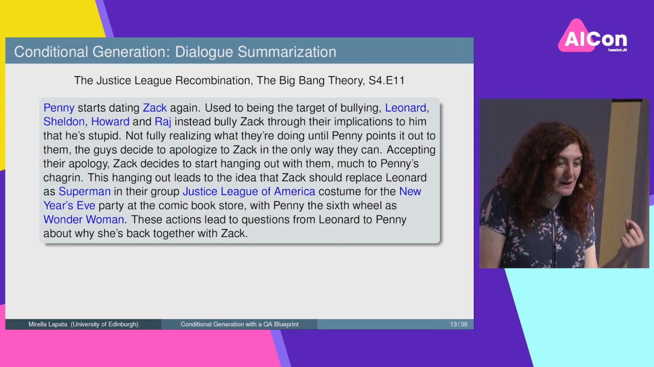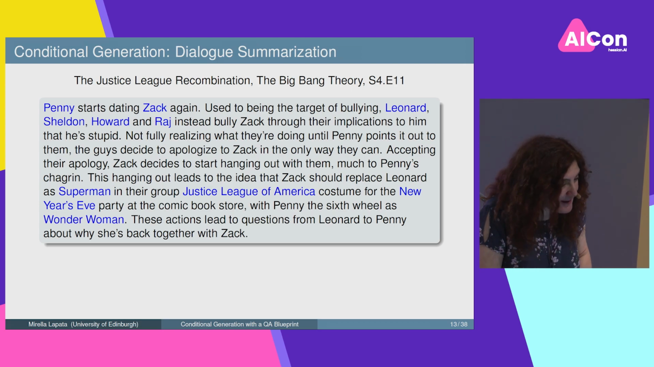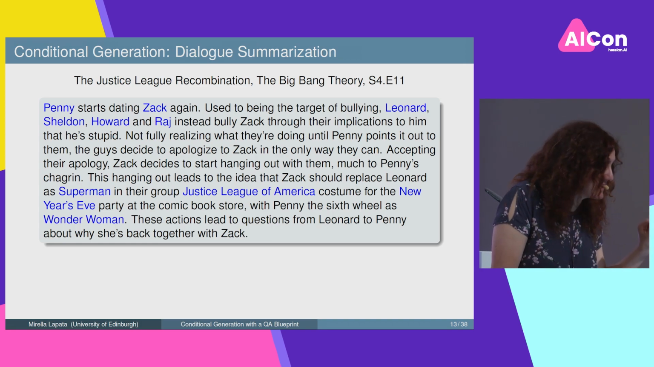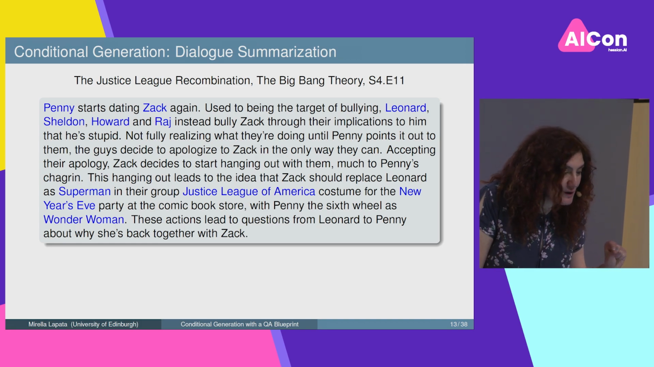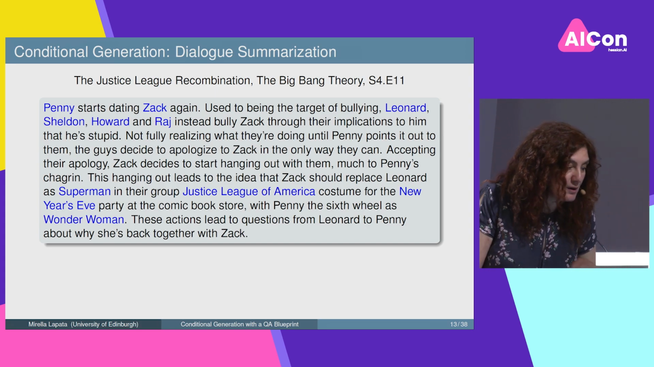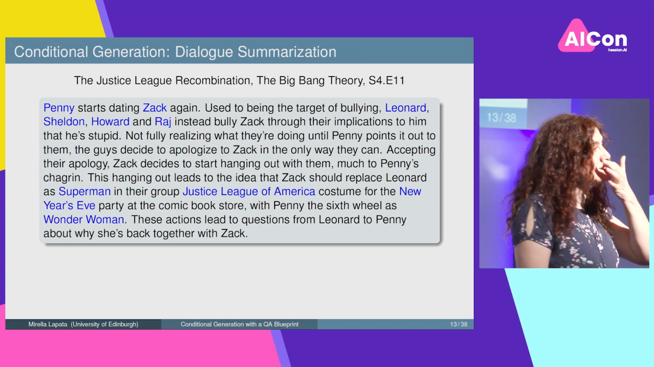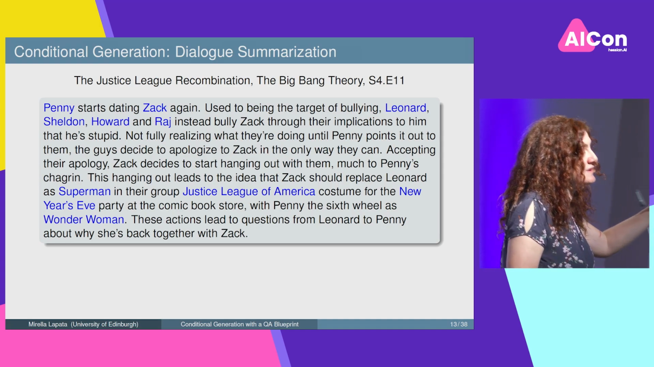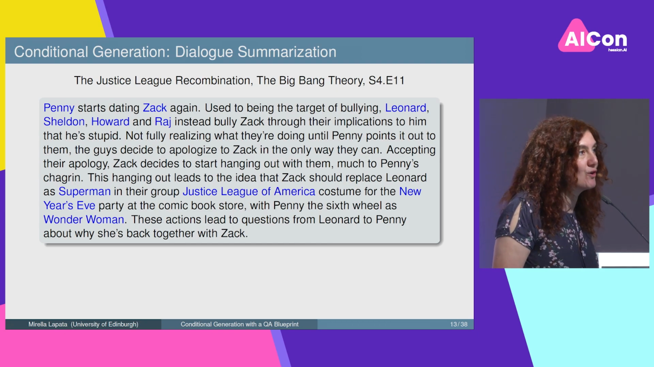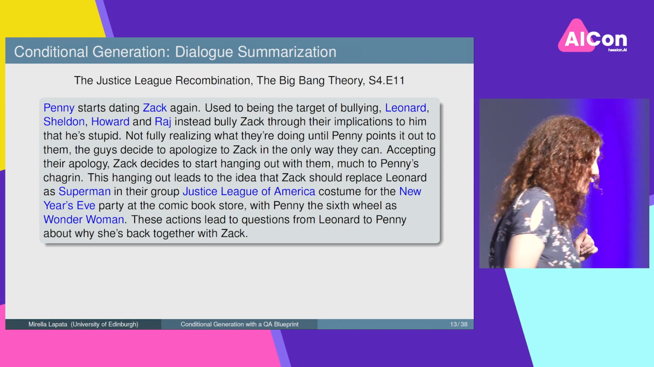Used to being the target of bullying, Leonard, Sheldon, Howard, and Raj instead bully Zach through their implications to him that he's stupid. A human has written this. Not fully realizing what they're doing until Penny points it out to them, the guys decide to apologize to Zach the only way they can. And it goes on and on. So this task is like very long input and very long output. And the model is supposed to understand what's going on and what the relationships are between the characters to be able to generate the summary.